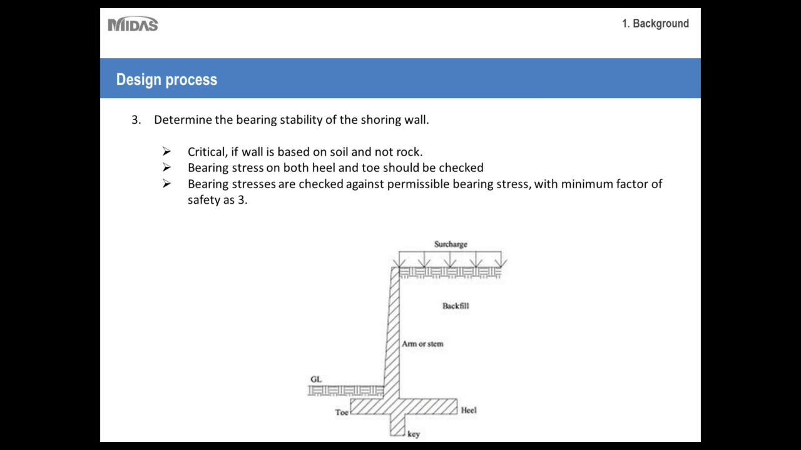Then the bearing stresses are checked against the permissible bearing stresses of the soil, and the minimum factor of safety should be 3. So if you are able to get this check and the factor of safety is 3 or greater, then you don't need to consider any settlement control. But if not, then you have to take measures for assessing the settlement that will be occurring underneath the wall, and if there are certain measures to control it.